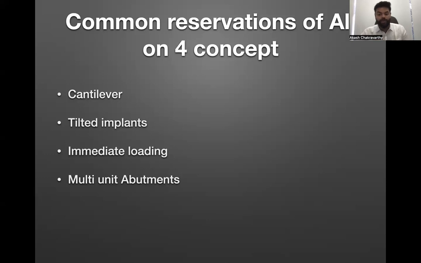We have to use multi-unit abutments, and a lot of clinicians are not comfortable with using multi-unit abutments due to various reasons. Either they're not familiar with it, or they think it needs additional equipment, or it needs additional inventory. But I see a certain lethargy in the adaptation of multi-unit abutments.